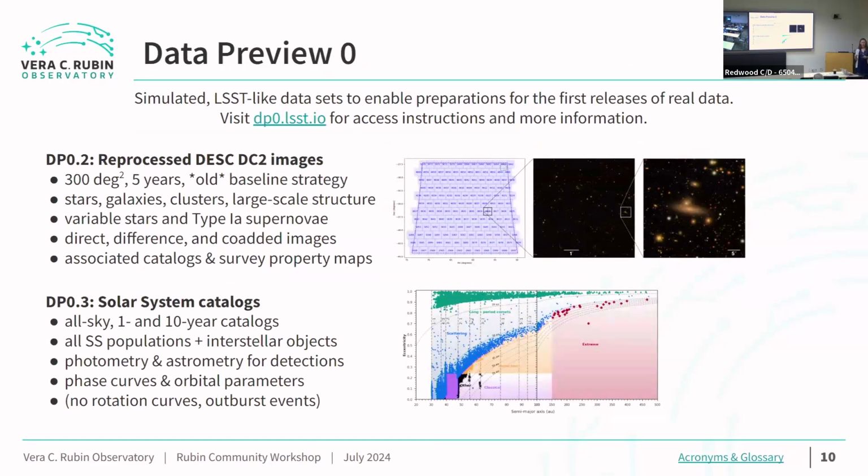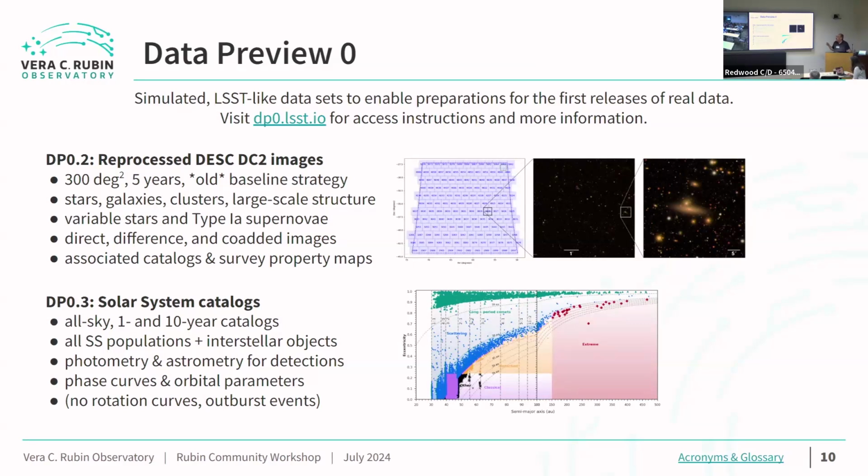Okay. Pardon me. So thank you, Melissa. So I'd like to tell you a little bit about Data Preview 0. Data Preview 0 is a simulated LSST-like data set, to enable preparations for the first releases of real data. We have the web address, it's just easy, dp0.lsst.io for a lot more information on how to access it, and more about the data set.